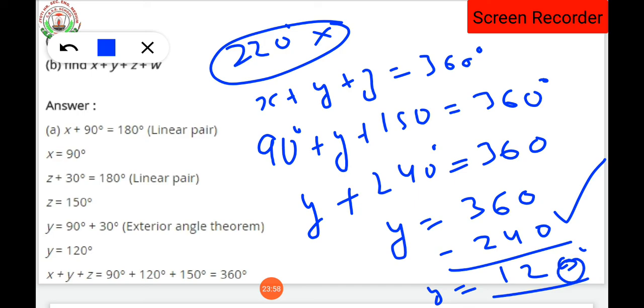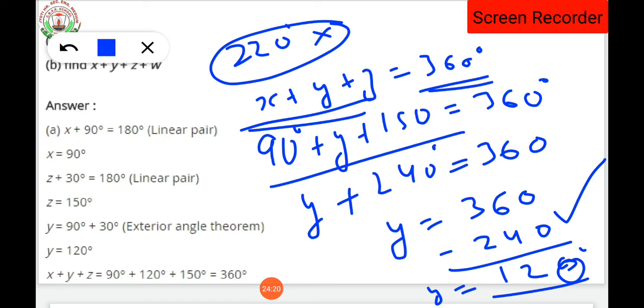Don't get confused, children. The thing is that the sum of the three interior angles of a triangle is equal to 180 degrees, but here in this question we are talking about the exterior angles. That's why the sum of all three exterior angles of a triangle is 360 degrees. So with the help of this we found 120 degrees. The explanation from 2-3 minutes ago, in which the answer 220 was coming, is wrong. The correct answer will be 120, whose correct solution is this part. Okay, understood.